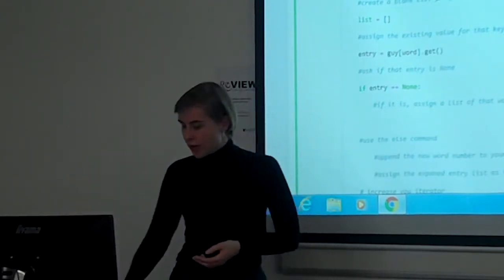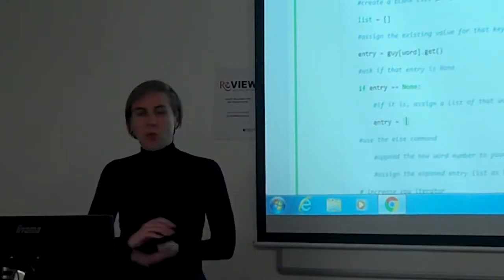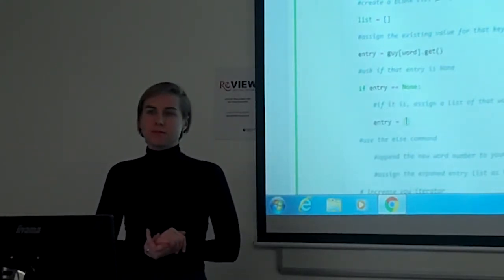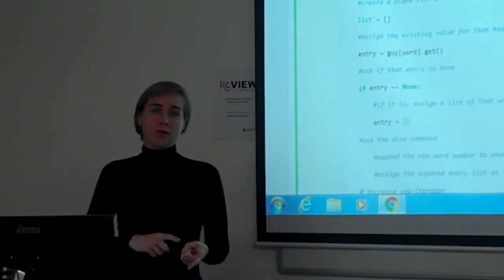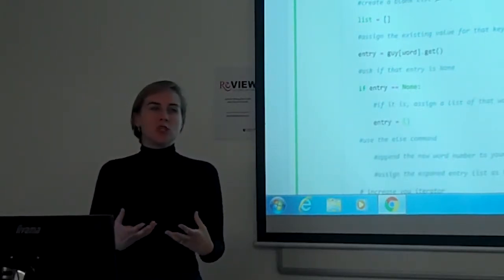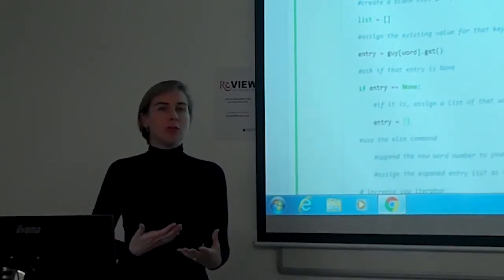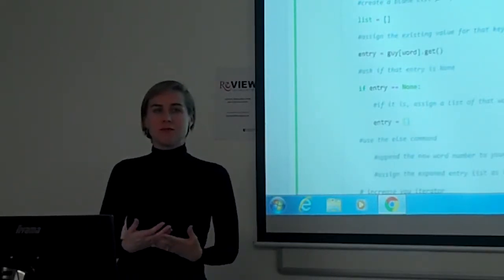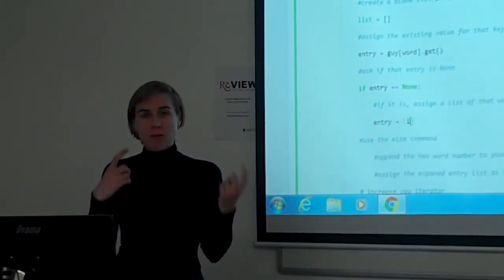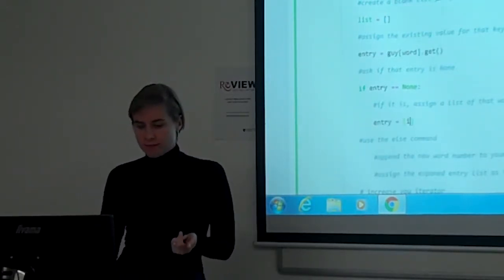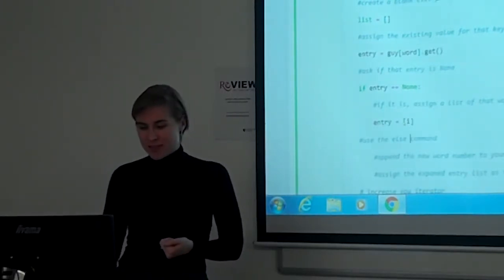We have to create one. Okay, so entry equals a list, and what do we want to put inside that list? We don't want to put in the word, because we already know what the word is. We want to put in the number that that word is. So what variable do we use? Yes, I represents what number we're on. It's the little child we have enslaved to count for us.